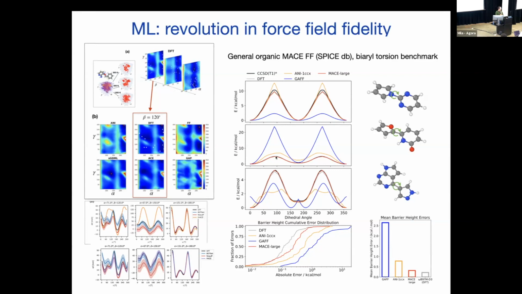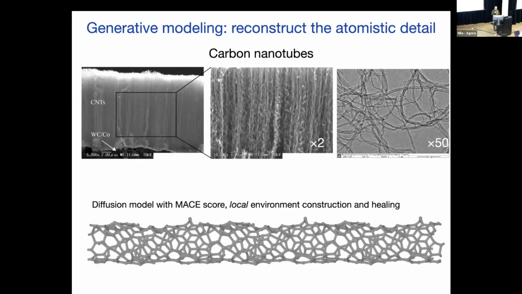And the empirical force field that's in general use is the blue one. The first ML model from a few years ago from other groups is the orange one. Sometimes it's okay, sometimes it isn't. And the red one is essentially indistinguishable by eye from the quantum chemistry target. And you see that in here, this is the mean barrier height on these dihedral rotations, and essentially we recover the DFT error.